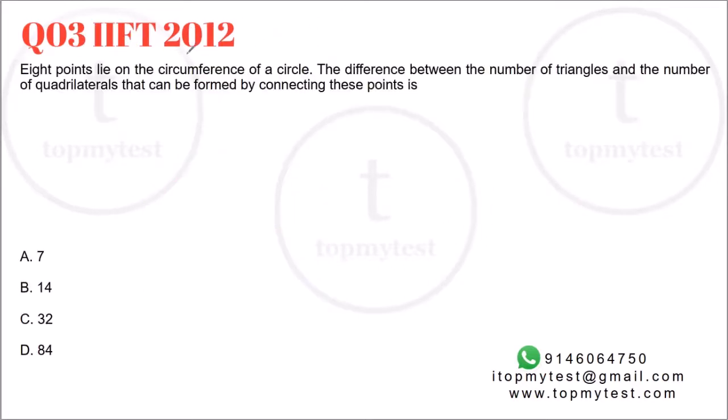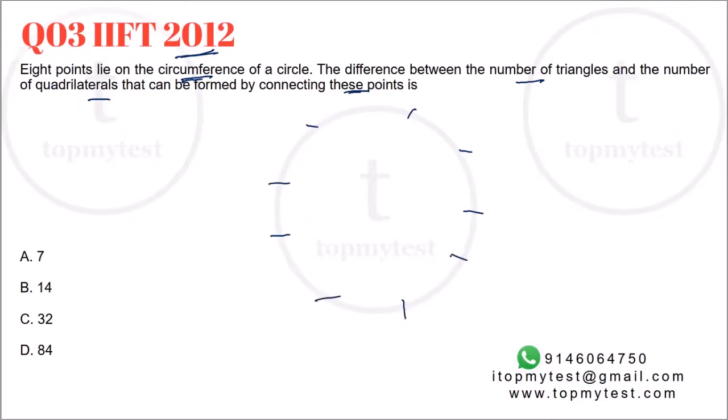The third question is from IFT 2012. It's very similar to the question that we solved in the previous session, which was on triangles. In this case, it's triangles and quadrilaterals. It's a question on triangles, quadrilaterals, as well as circles and permutation and combination. Let's see what this says. 8 points lie on the circumference of a circle. The difference between the number of triangles and the number of quadrilaterals that can be formed connecting these points will be how much?